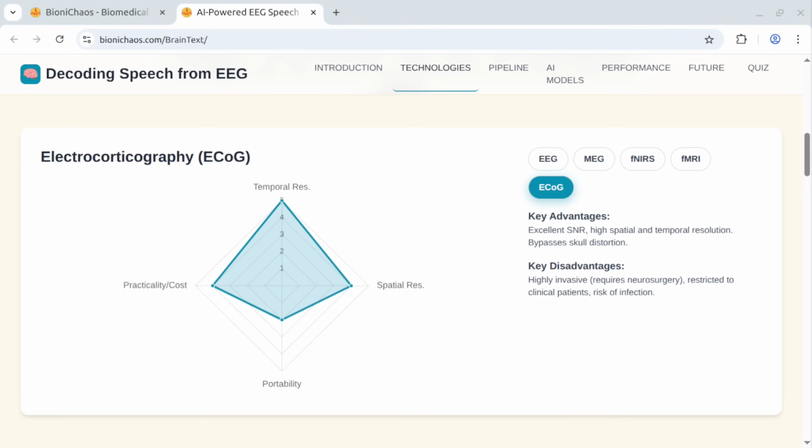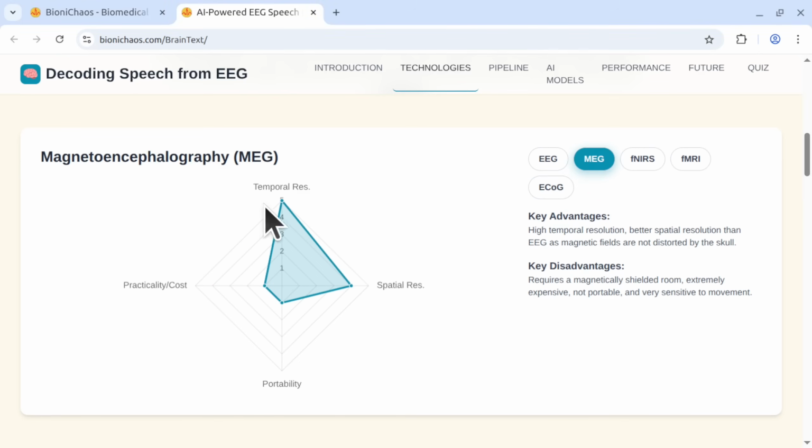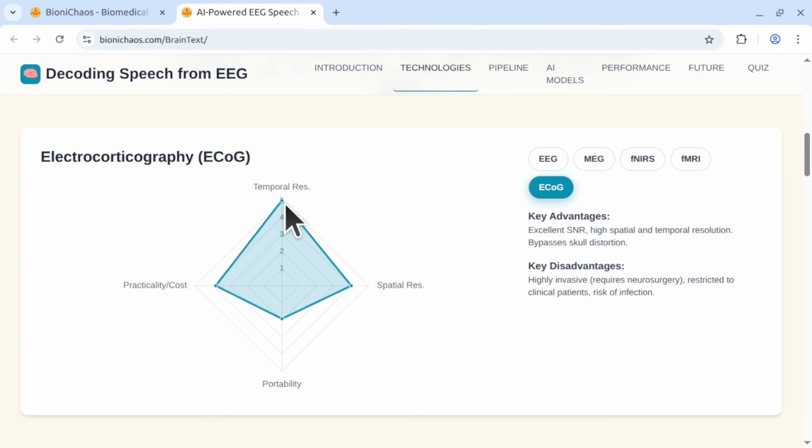Certainly. Let's recheck the values for MEG and ECoG on the chart. It's hallucinating. MEG, temporal resolution 4, spatial resolution approximately 3. ECoG, temporal resolution 5, spatial resolution approximately 4. So no, they do not have exactly the same temporal and spatial.